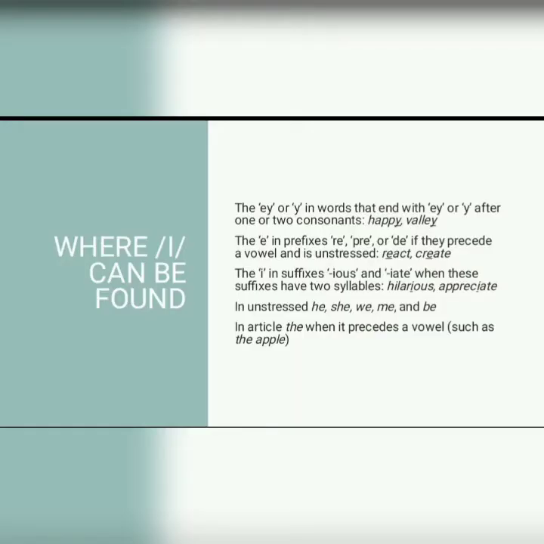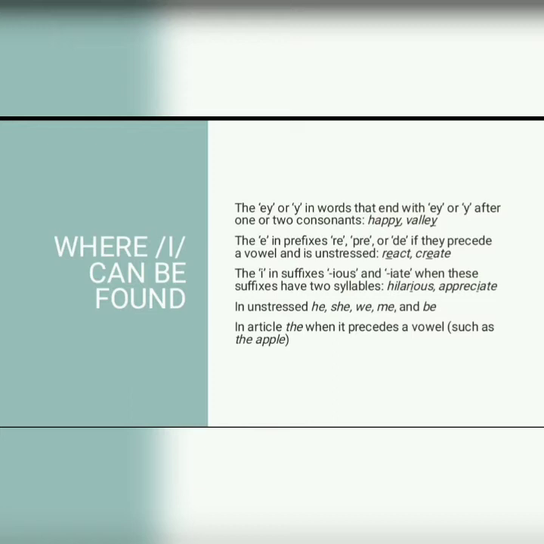So, where can the vowel E be found? First, in words that end with y or with a combination between E and Y or E after one or two consonants. For example, in the word happy or valley. In the word happy, it ends with y after the consonant p.